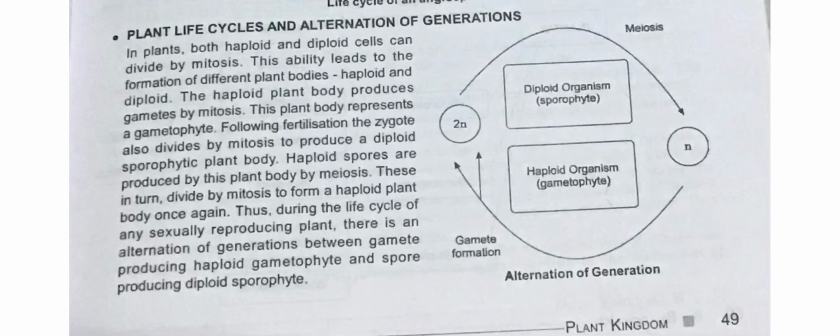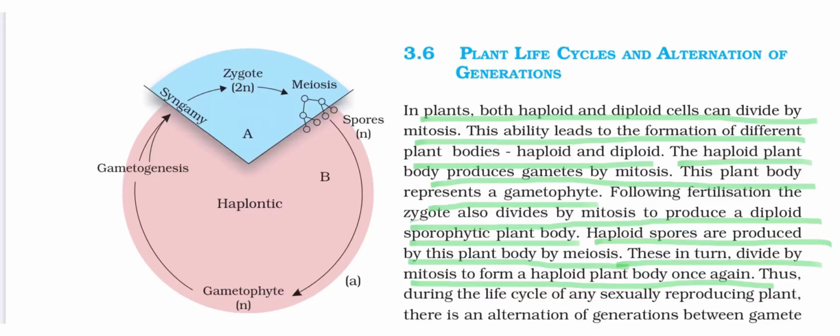This concept is very basic to understand the further topics. You should remember this word, alternation of generation. Here the sporophytic phase alternates with the gametophytic phase. So, students, in different organisms there are three different types of patterns.